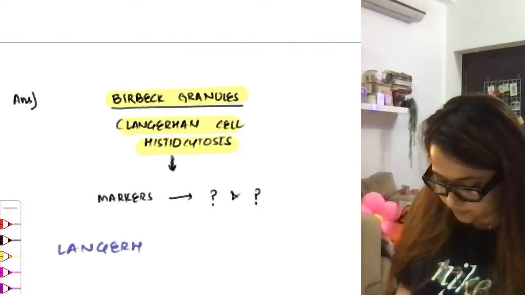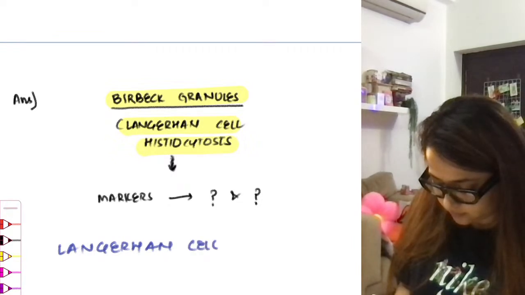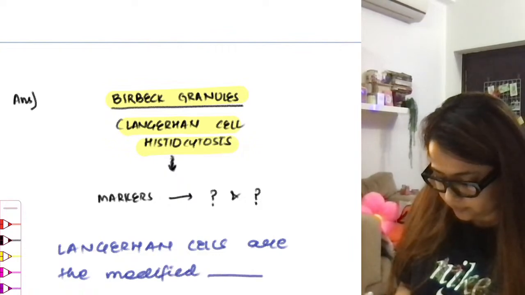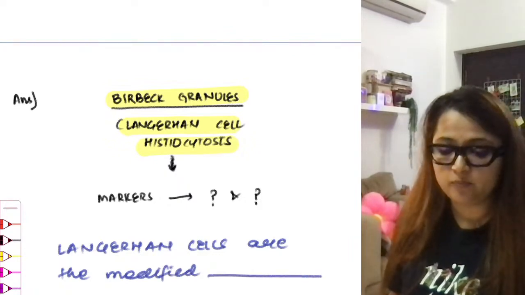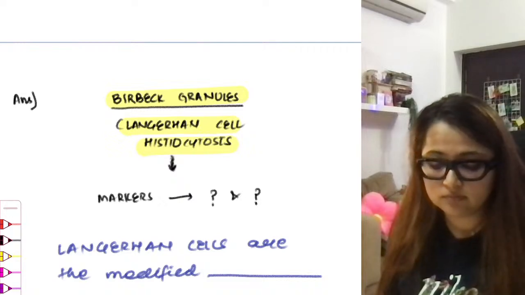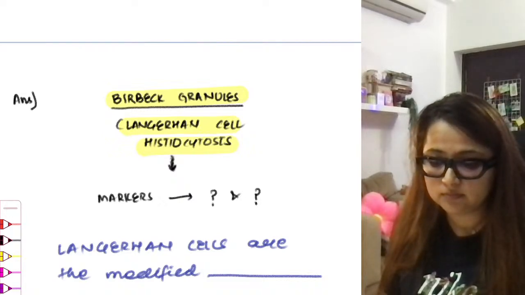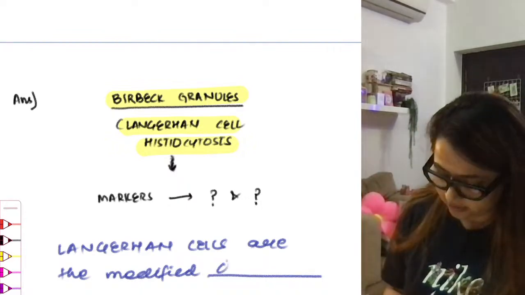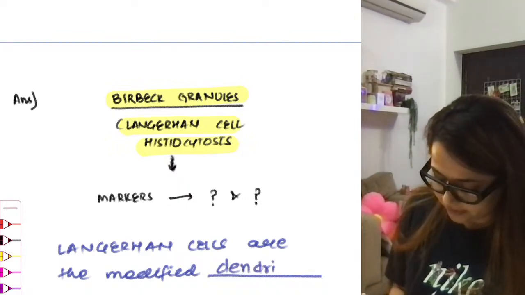Langerhans cells are the modified dash. How would you answer this? Langerhans cells are a type of modified. Anyone? Modified. Your answer to this question is dendritic cells.